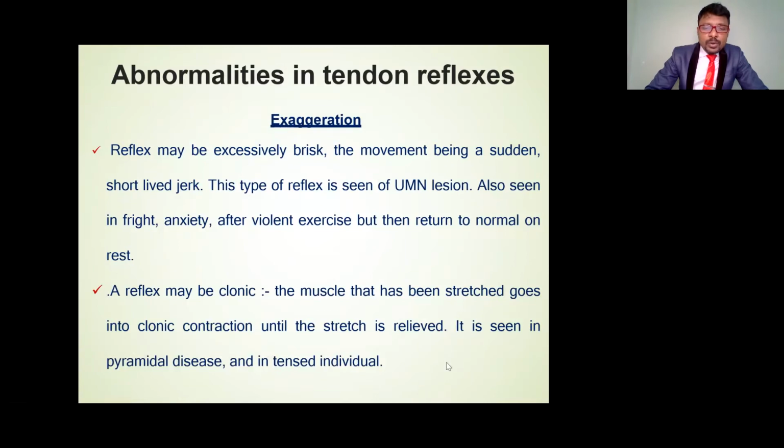The reflex may be clonic. Just now we discussed the clonus, right? When the muscle is stretched, it goes into a clonic contraction, an involuntary contraction until the stretch is relieved. It is seen in pyramidal disease and also in tense individuals. Pyramidal disease means the pyramidal tracts, the spinal cord tracts which are mainly responsible for movement. So if anybody has damage in the pyramidal tracts, they may get the clonus.